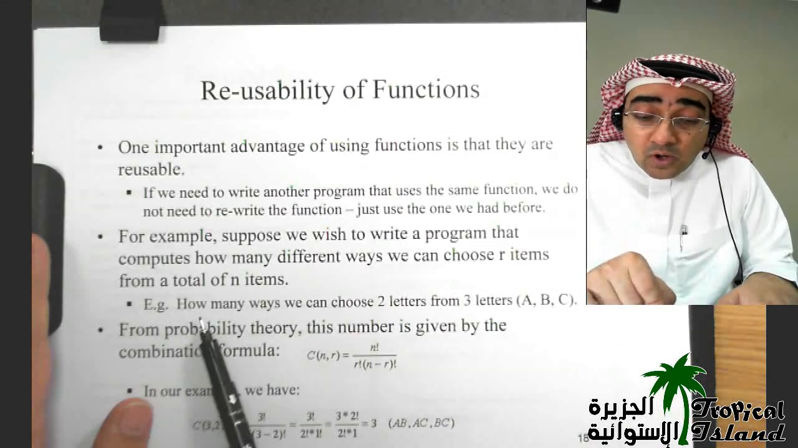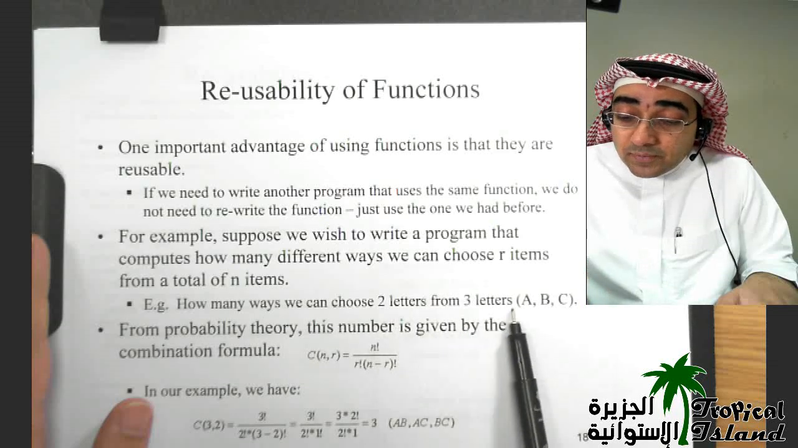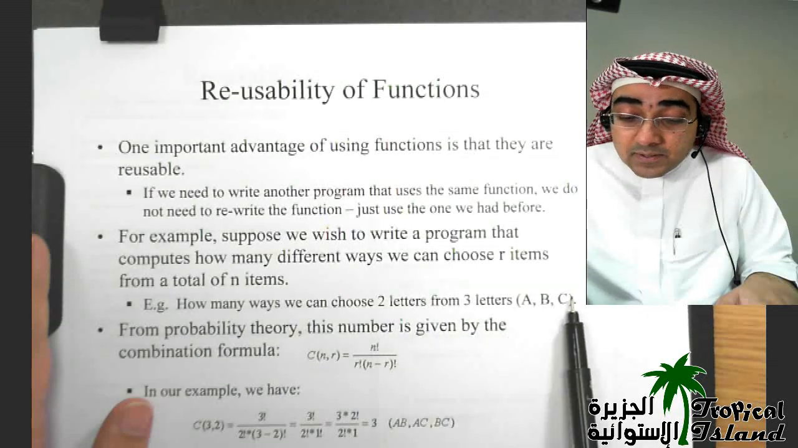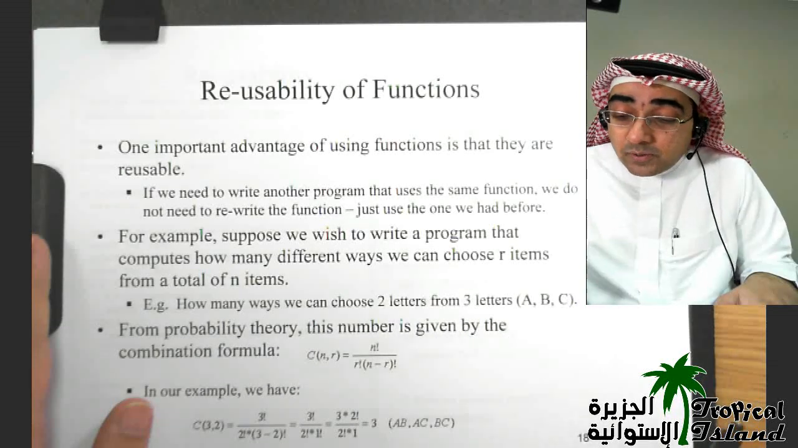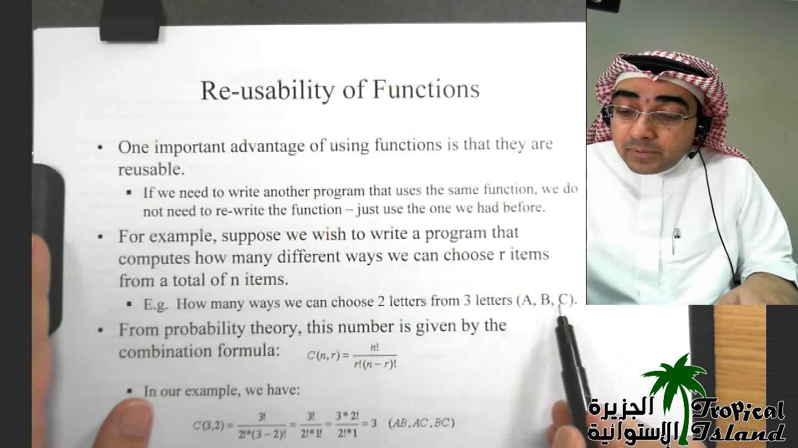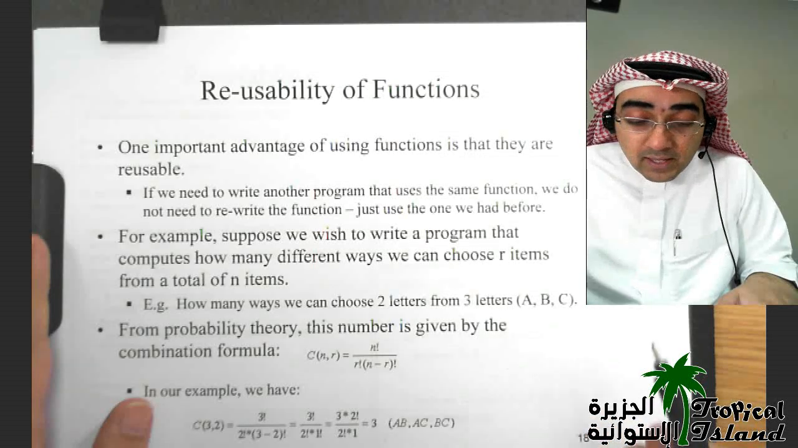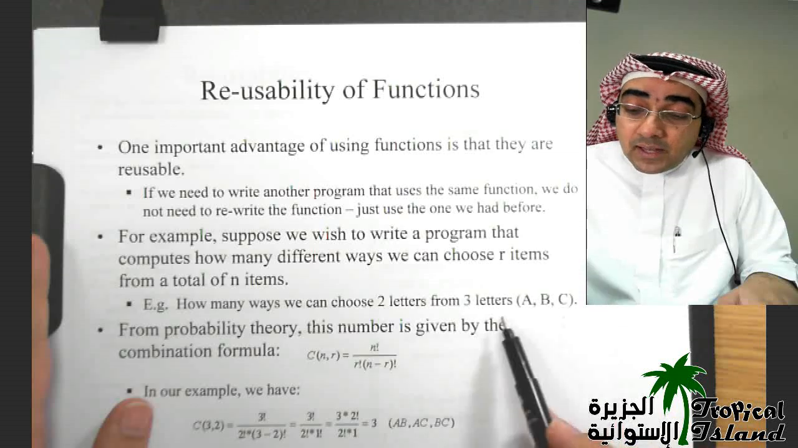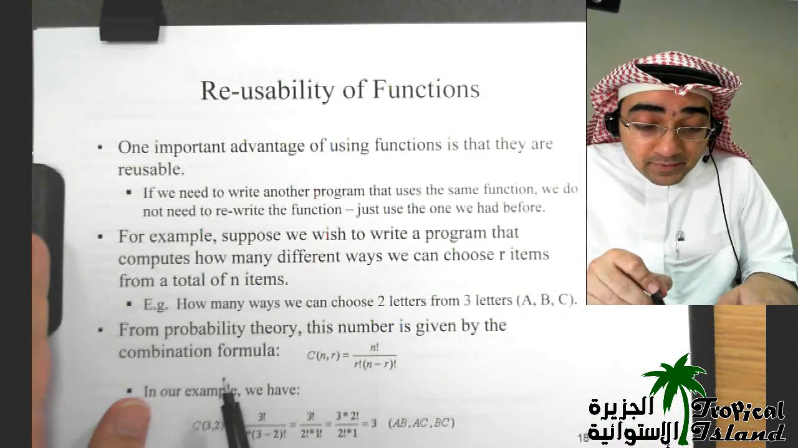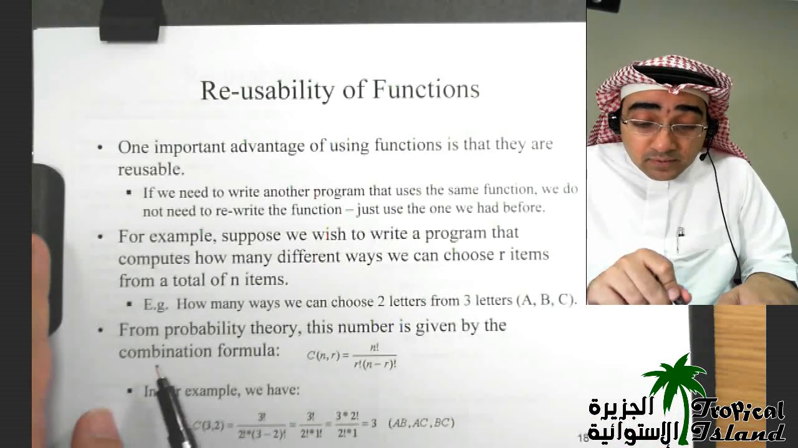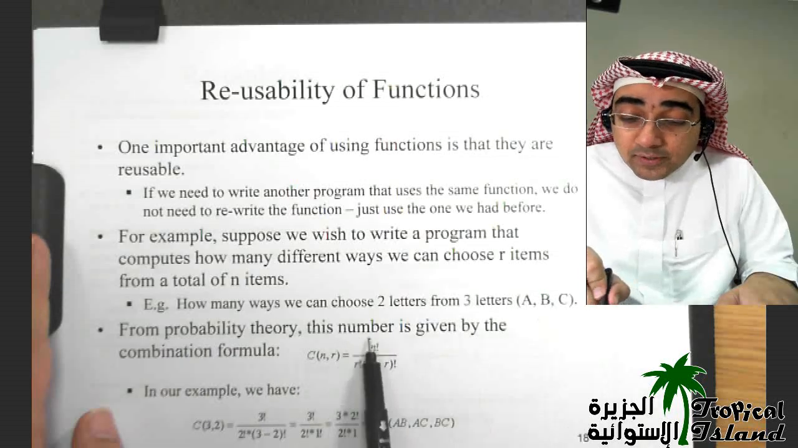So how many ways can you choose 2 letters from 3 letters? You have 3 letters A, B, C. How many combinations can you have? You can have AA, you can have AB, you can have AC, you can have BA, BB, BC, you can have CA, CB, CC. Okay, so to do this, from probability theory, we all know that the number is given by a combination formula.